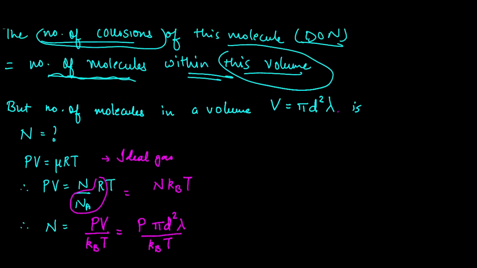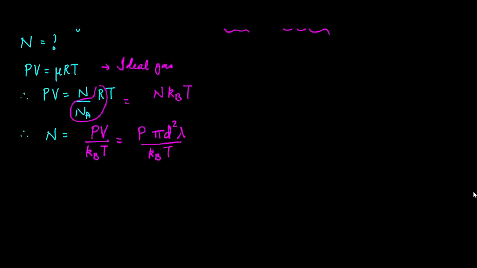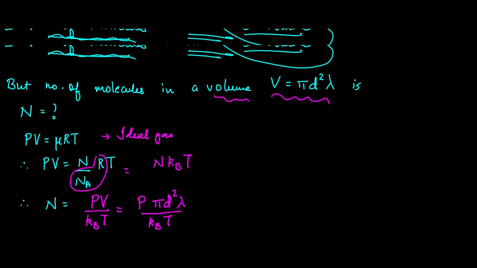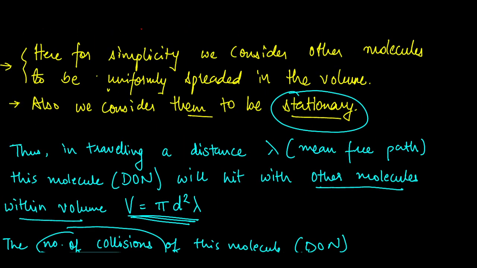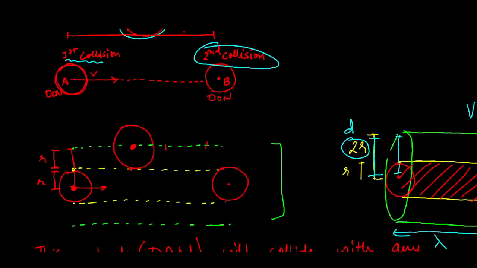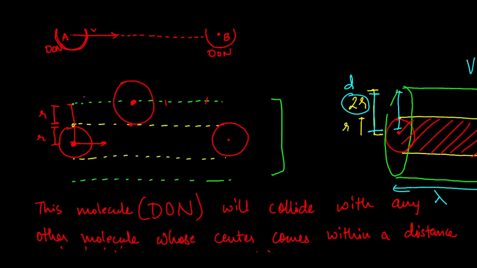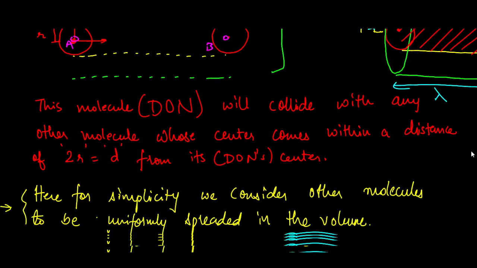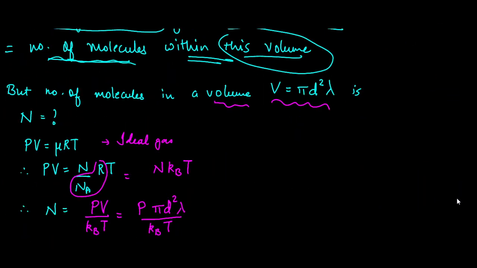So what have we found? How many molecules are there in this much volume? We have got this answer. It has this many molecules. Now listen to what we started off with. We said that before hitting the next molecule, going from A to B, that's where it makes one collision. So this distance is nothing but mean free path, lambda. So we just have to find lambda from this.